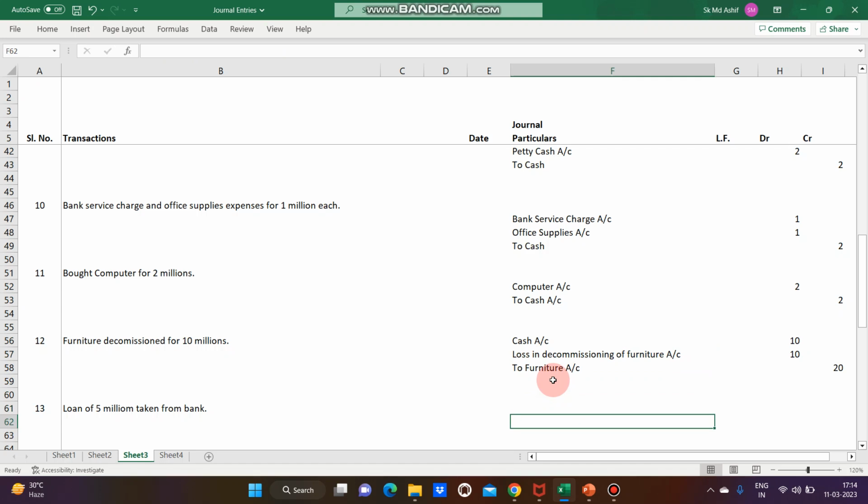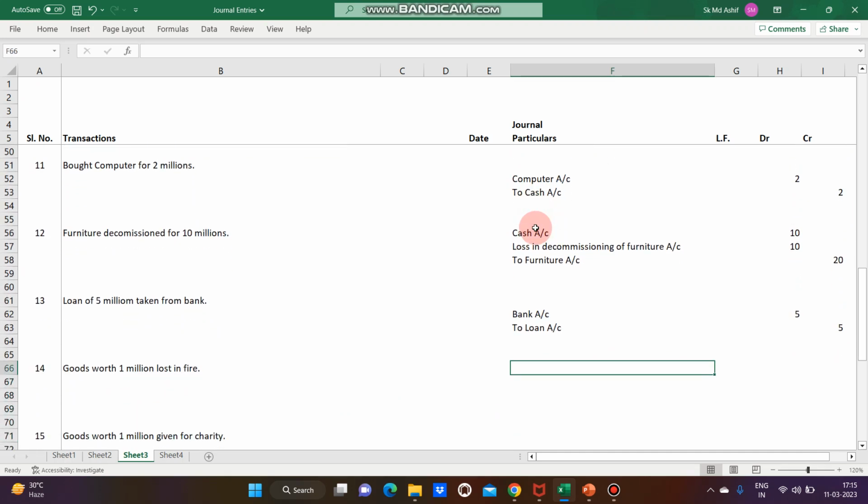Loan of 5 million taken from bank. So loan being a liability will be credited as there's an increase in liability, and there's an increase in your bank balance, which is an asset account. So here wherever I will use cash, in place of them bank account can also be used.